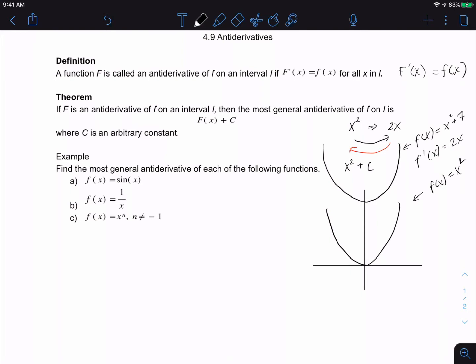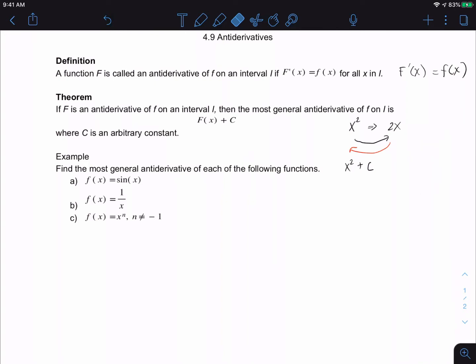Okay, cool. Let me erase that. But that's the gist of it, and that's why we always need to add that additional constant. So let me do some examples so you guys can see. I have 3 that I want to show you. The first one is for sine of x. If I have f of x equal to sine of x, we're thinking about this backwards. What gives us a derivative equal to sine of x?